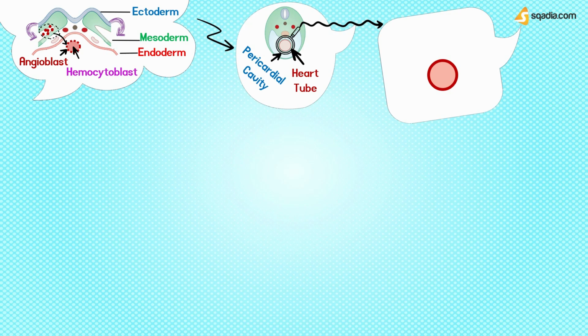Oh sir, the lateral plate of mesoderm differentiates into angioblast and hemocytoblast. This angioblast then converts to endocardium. Yes, Diana. You are right.